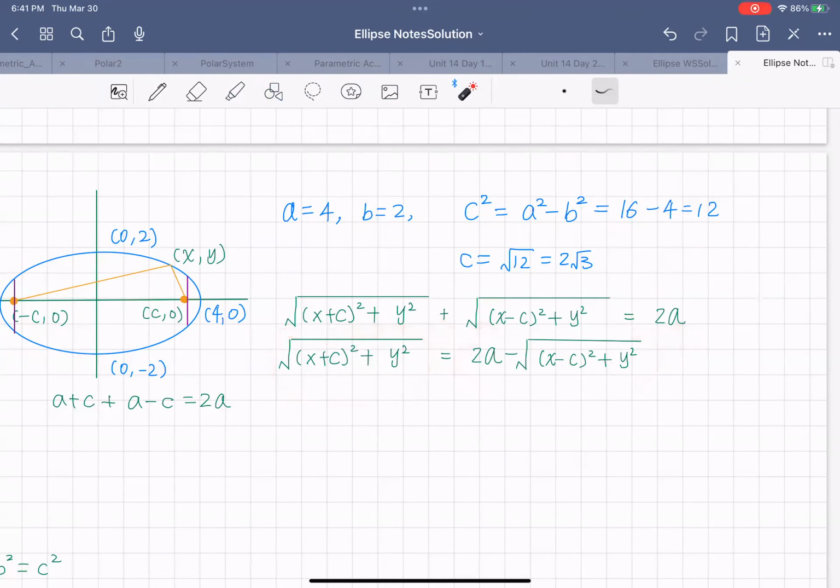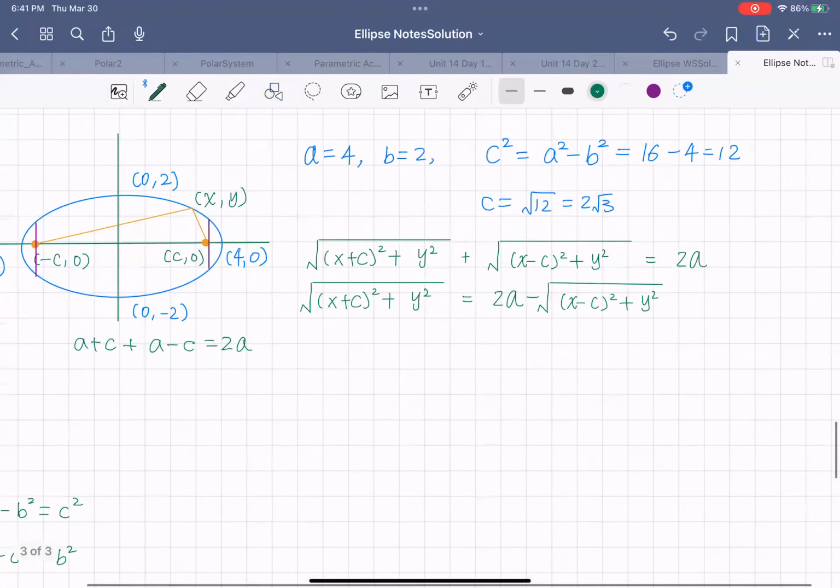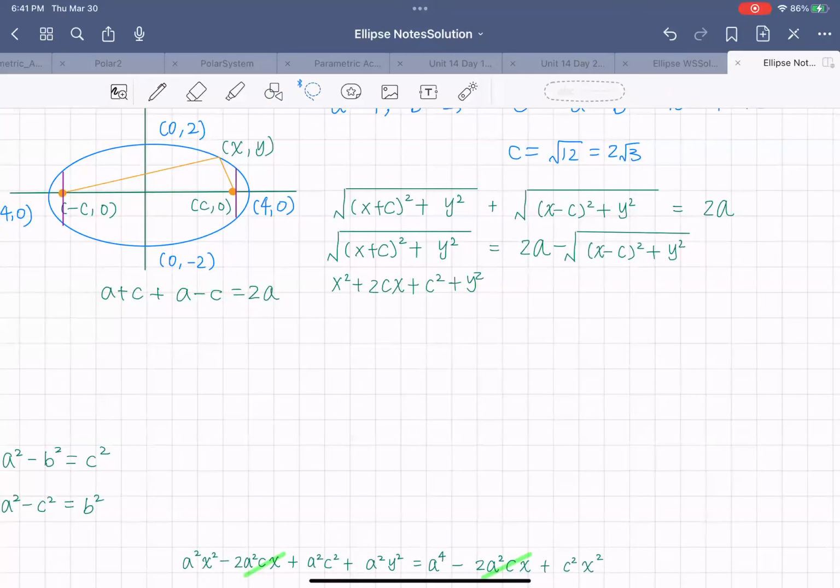Okay, let's go ahead. This guy squared becomes? X plus c parentheses squared plus y squared. So I'm going to get rid of this. I will expand the guy inside. Who is this? X squared plus 2xc plus c squared. And then plus y squared. So far, so good? Yeah. Good.